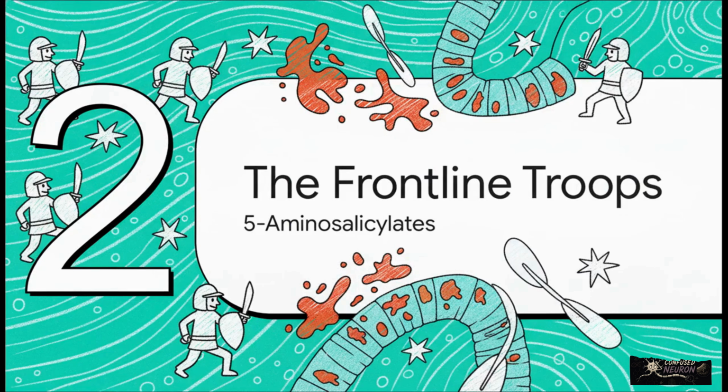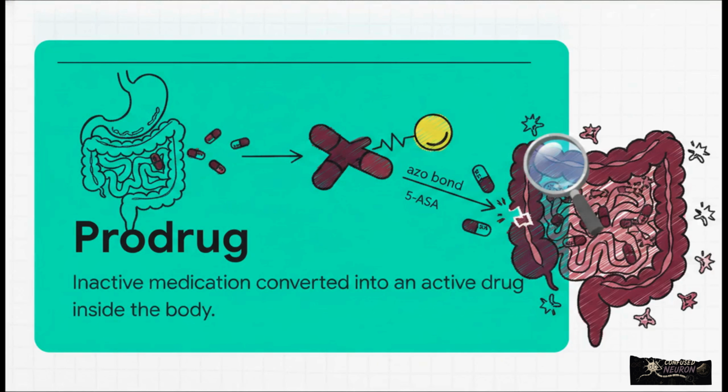That brings us to Section 2, the frontline troops, 5-aminosalicylates, or 5-ASAs. So, how exactly do we fight a continuous mucosal level attack? Well, for mild to moderate UC, we don't just immediately launch the nukes. We send in our frontline troops, the 5-ASAs. But here is where pharmacology gets incredibly clever. If you were to just swallow pure 5-ASA, it would get absorbed way too early in the upper GI tract. Literally only a tiny fraction would actually reach the colon where the war is happening.